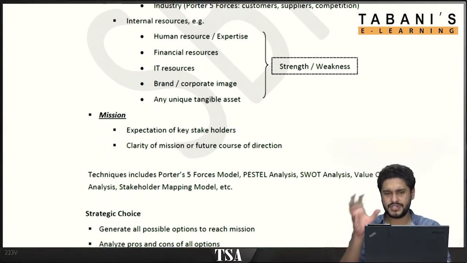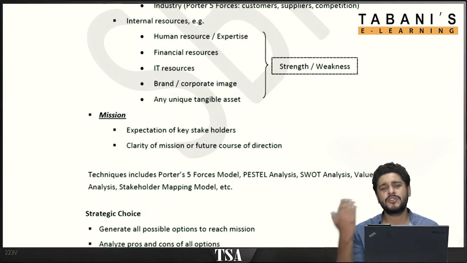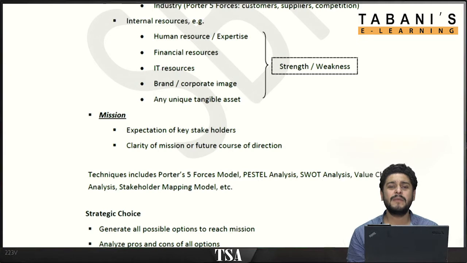Expectation of the key stakeholders. What is a mission? What is a mission statement? Each and every organization, while starting their business, normally develops a mission statement. The mission statement is the expectation of the key stakeholders and the clarity of the mission or the future course of direction. Where do we see our organization in the near future? After 5 years, where will we be standing? What impact will an organization have on the economic environment? What environmental footprints will the organization leave on the forthcoming environment? This is the mission statement, or the key expectation of each and every stakeholder.